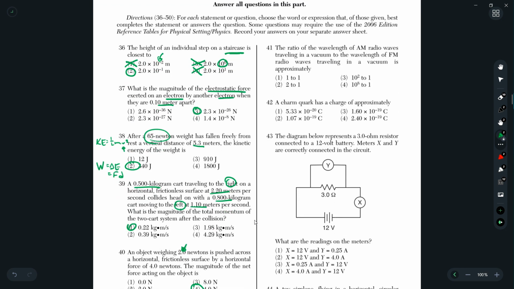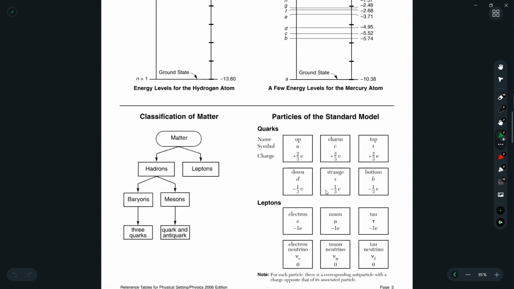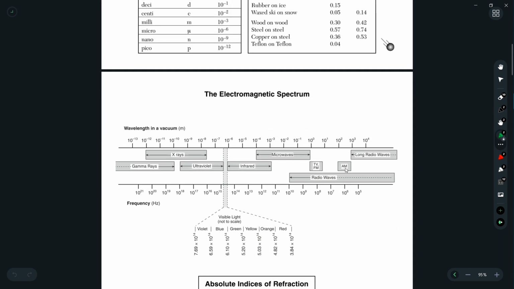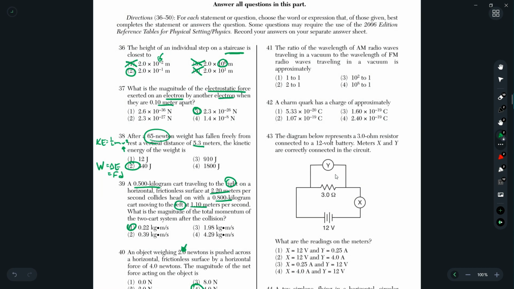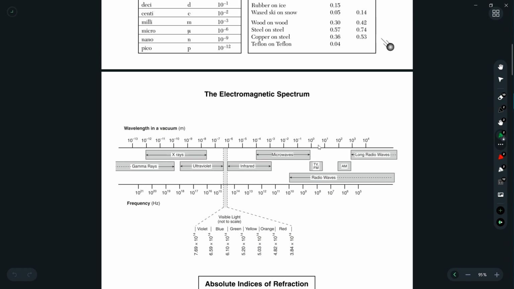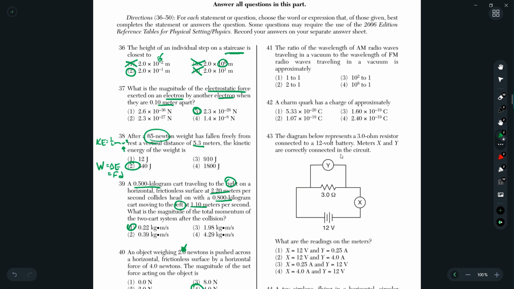All right, ratio of AM to FM. So I'm looking at wavelength. Okay, wavelength of AM, wavelength of FM. All right, so AM is here, 10 squared. FM is here, kind of 10 to the first, or 10 to the third and 10 to the first, right? So it's 2 to 1. Wait, no, that's bad math. 10 to the third to 10 to the first. That's 100 to 1. That's choice 3, sorry. That was bad math.